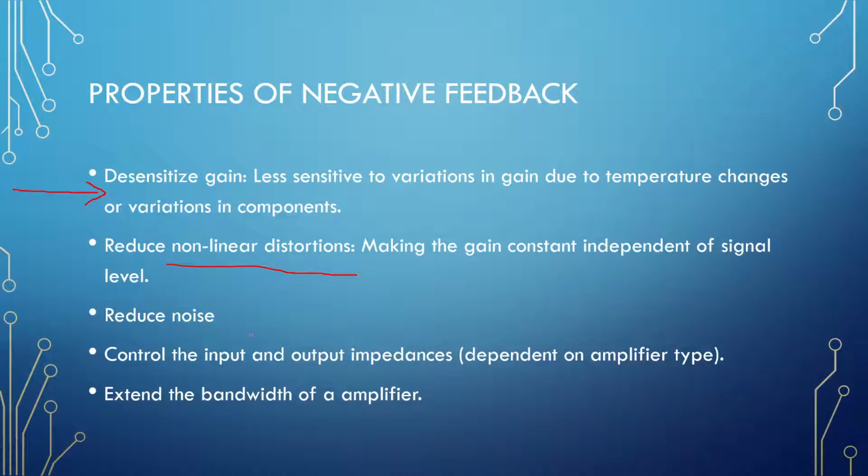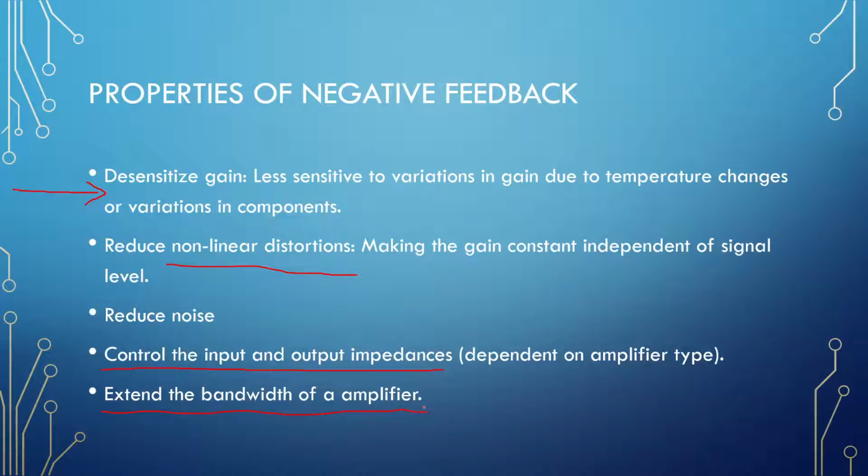Thirdly, it will reduce noise. Noise due to temperature changes and those variations. Feedback will reduce noise in your system. Then it exercises some control on your input and output impedances. Depending on the amplifier type, there will be increases or decreases in the input and output impedance, and we will lastly have a look at what will happen with your different amplifier types. And lastly, it extends the bandwidth of the amplifier.